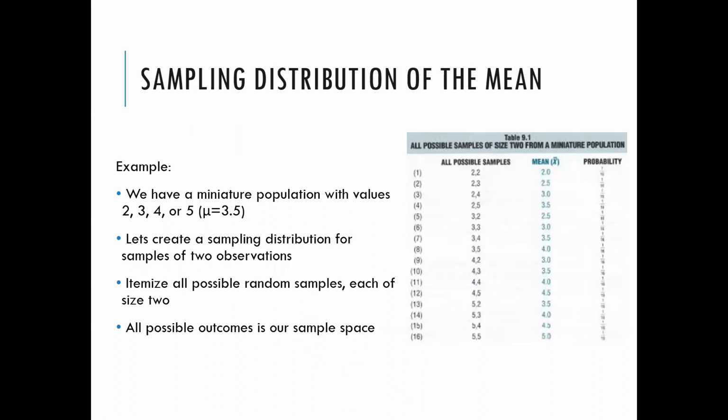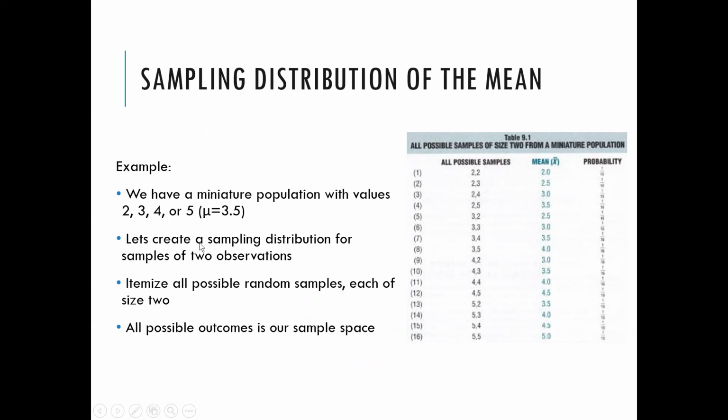Okay, so here's another way to look at this. We'll work our way through it and show you that this actually happens. Let's say, for example, we have a miniature population, and that population consists of 4 values: 2, 3, 4, or 5. There are just 4 possible values, each with a frequency of 1, and the true population mean for that population is 3.5. That's just the average of 2, 3, 4, and 5.